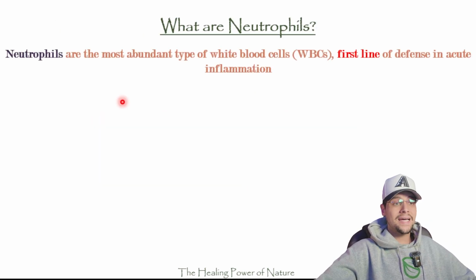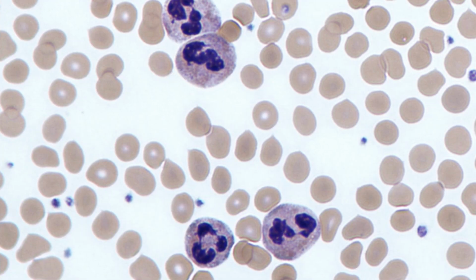Neutrophils are the most abundant type of white blood cell and serve as the first line of defense in acute inflammation. They are part of the innate immune system and specialize in phagocytosing and destroying invading pathogens, particularly bacteria and fungi. Their rapid response to infection and tissue damage makes them essential for host defense.